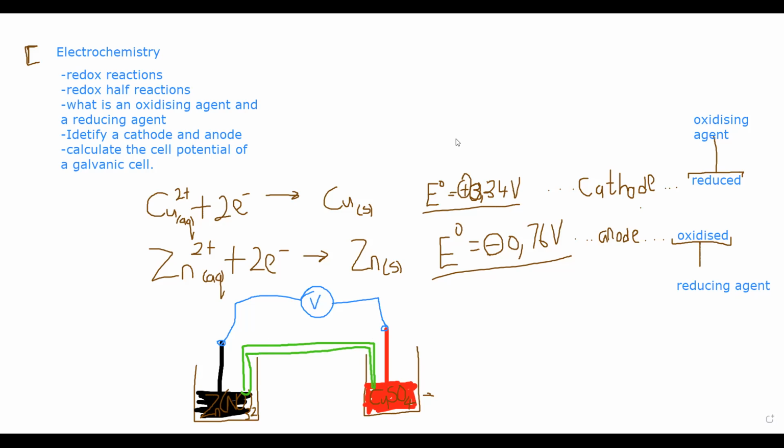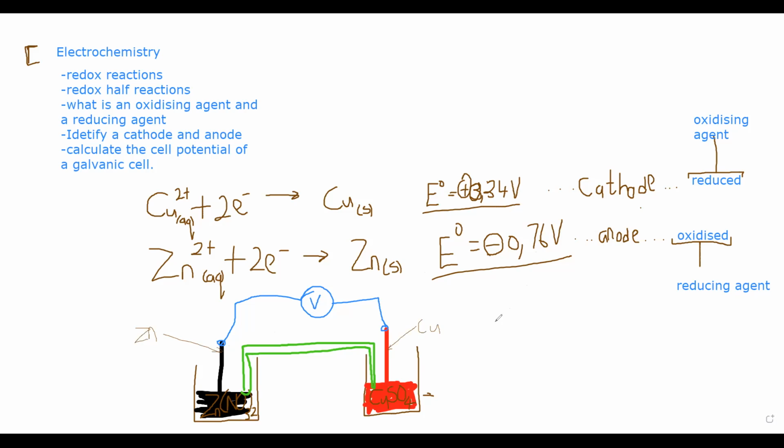Let me just go back to that. Where you're gonna have your two solutions. This is the copper metal, which is gonna get reduced, so this is gonna be a Cu. And the zinc metal, which is gonna get oxidized, so this is gonna be a Zn. So I think for now that's everything.